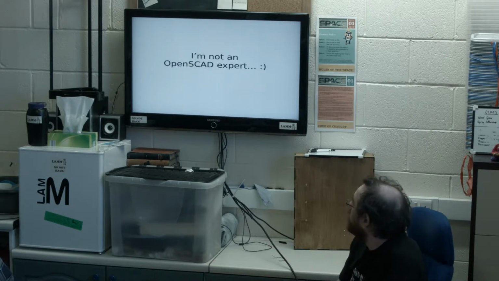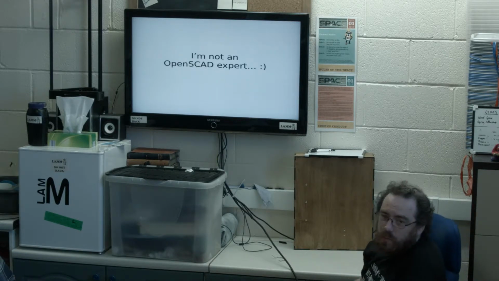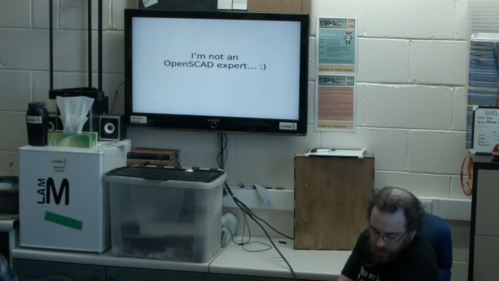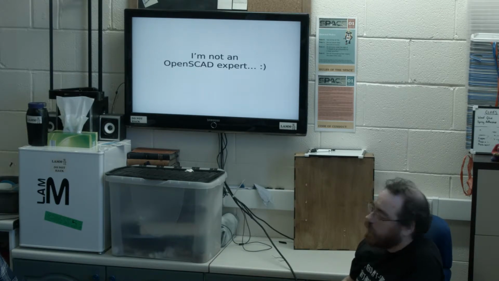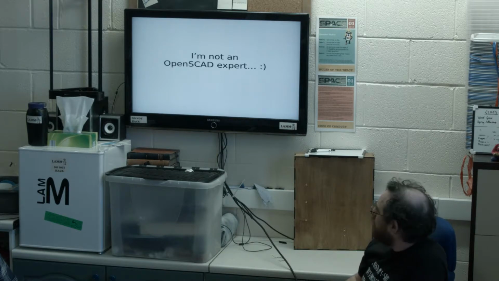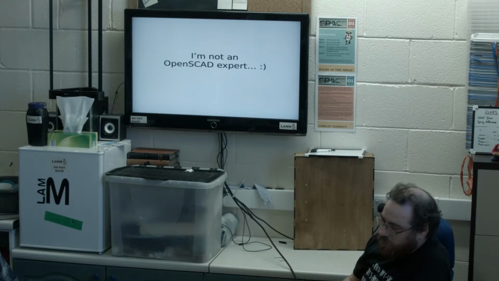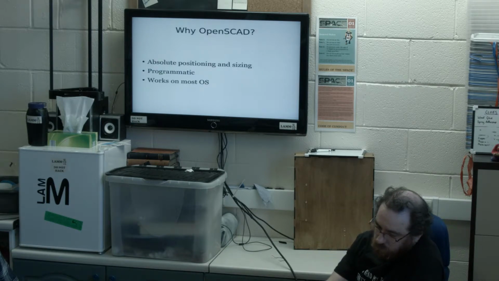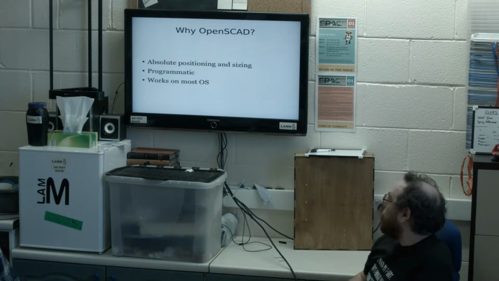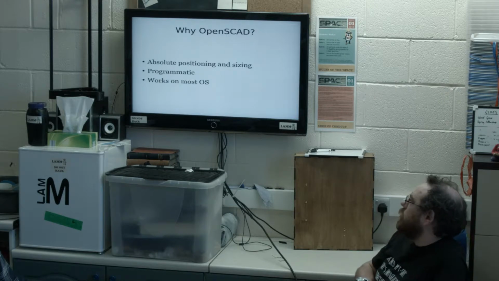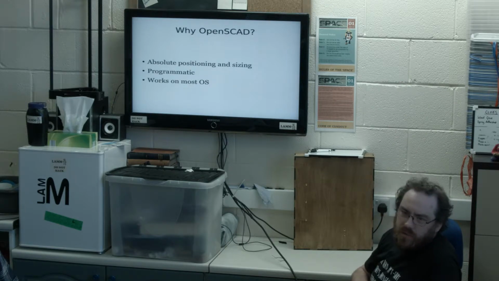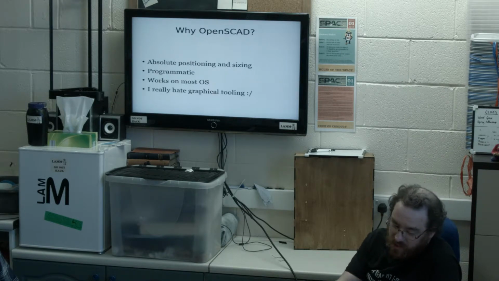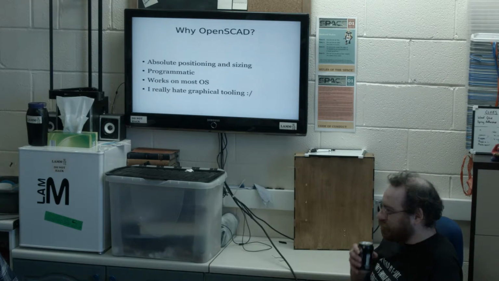Right. So, I'm not an OpenSCAD expert. I'm presenting my experience, which is mostly limited to 2D design with a little bit of tinkering with 3D stuff, although I believe that the principles of the 2D stuff apply to 3D stuff. So, why choose OpenSCAD? Because it does absolute positioning and sizing without a lot of fussing about. It's programmatic, it works on most operating systems, and I really hate graphical tooling. Really, with a passion.